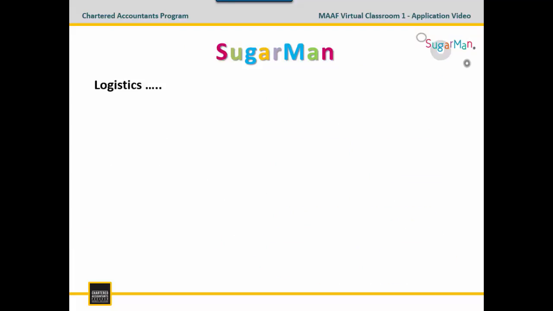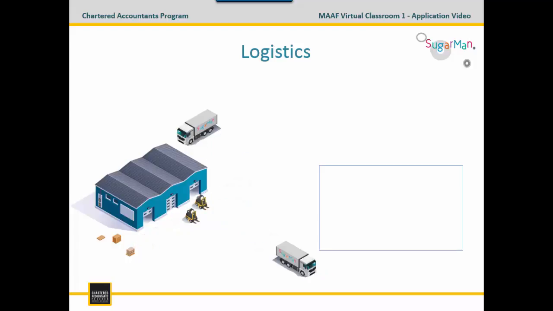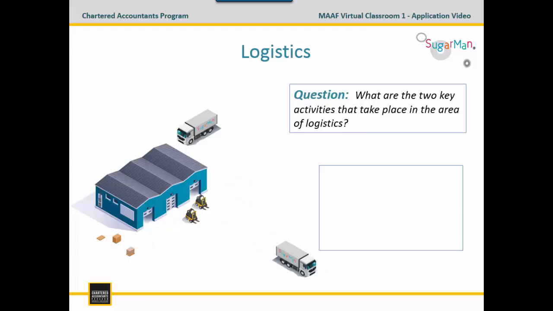In the section that follows, it will be assumed that you're familiar with Sugarman's logistics. If you are not, then please pause this video and read through the logistics section of the Sugarman case study. Now we need to determine the activities undertaken as part of the logistics function. We will then create separate cost pools for each of these. Based on what we have learned about the logistics area, identify the 2 key activities. Please pause the video while you answer this question.